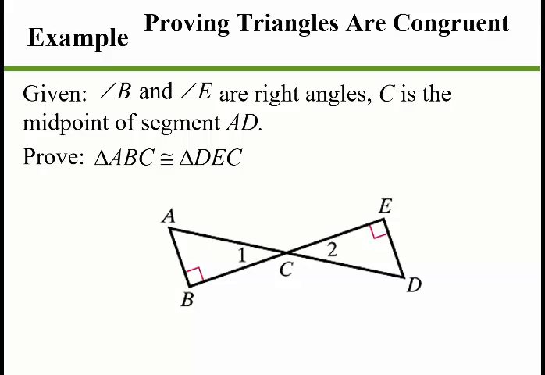Let's do another one. For this shape here, what you see is it forms two triangles. What we're saying here is that angle B and angle E are right angles. C is the midpoint, and that's important, of this segment here, AD. So what I want to do is prove that triangle ABC is congruent to triangle DEC.